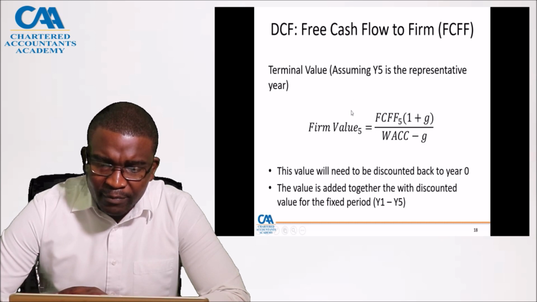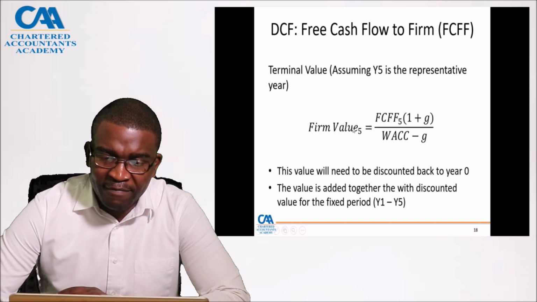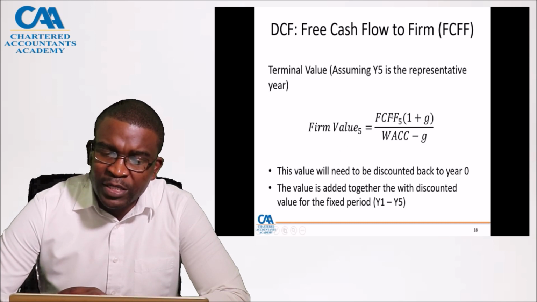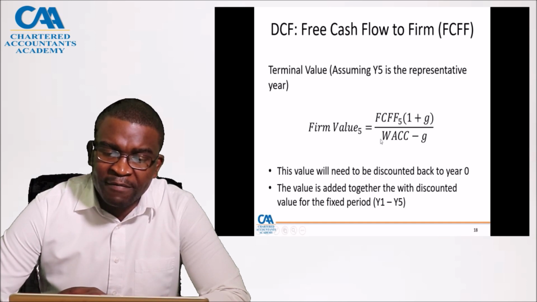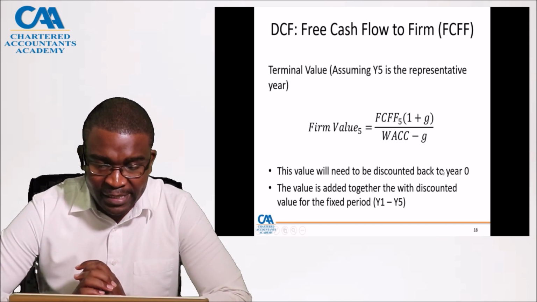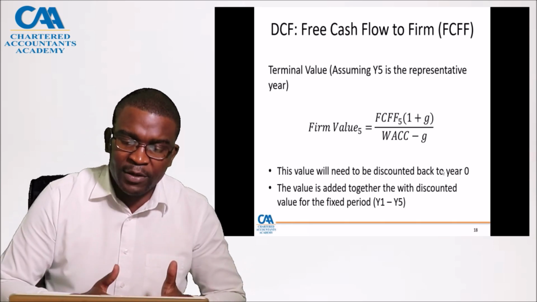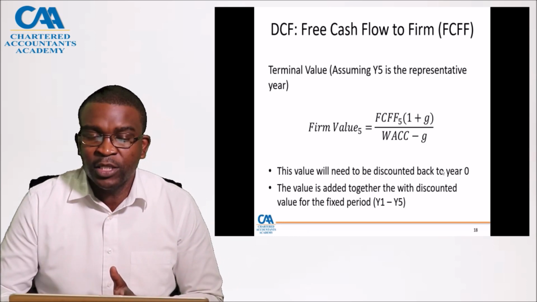So just to look at calculating the terminal value. In this case, I'm looking at what is the firm value in year 5. This is the terminal value. So you're saying your free cash flow to the firm in year 5, times 1 plus g, divided by WACC minus g. This will give you a value in year 5. This value will need to be discounted back to year 0. And you then add the terminal value together with the value that you've calculated from year 1 to year 5.